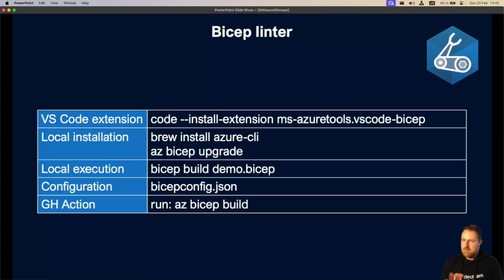But every time I'm mentioning a tool, I'm giving this table, an overview basically. How would you install the code extension? How would you install it locally as a tool? What is the execution? Is there any configuration file that you can use to influence how the tool behaves? And since we are on GitHub, is there a built-in GitHub Action? Or if not, what would be the script or the code that you would run in order to trigger it?